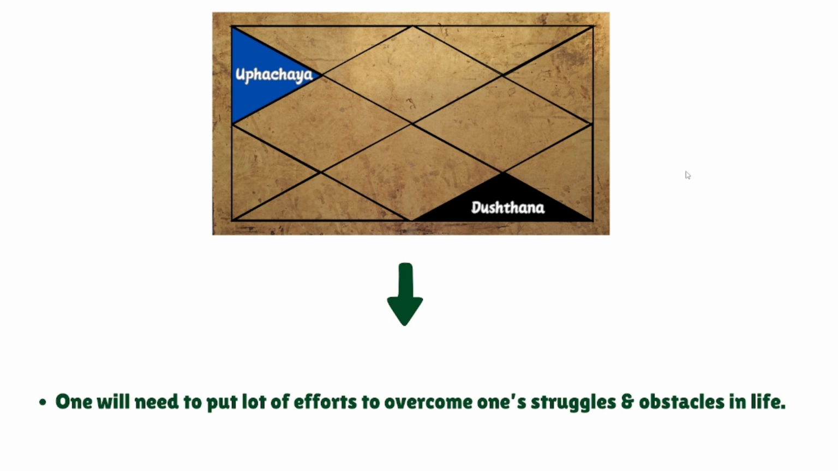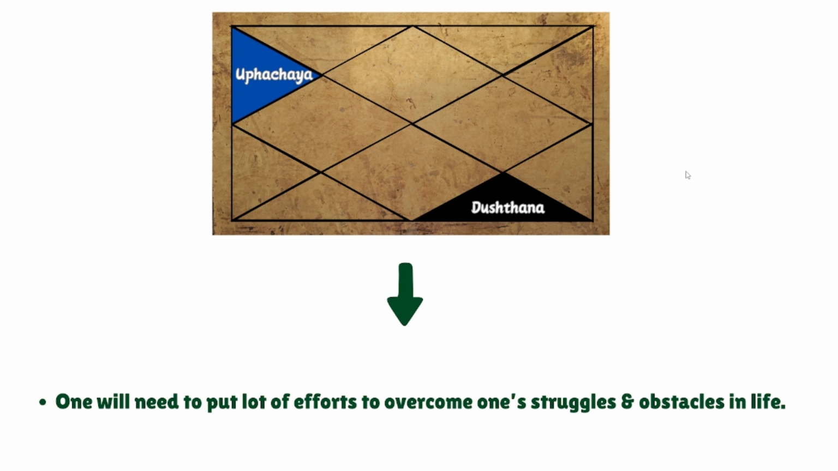And the eighth house is a dusthana house. It is not a pleasant house. Wherever this eighth lord goes, it is going to bring misery, sorrow, bad events in life. Literally catastrophic events, calamities in the significations of the house where it is placed.